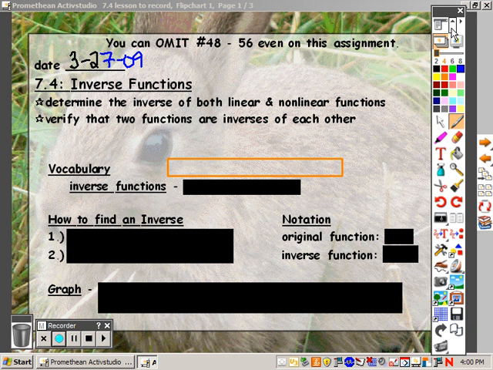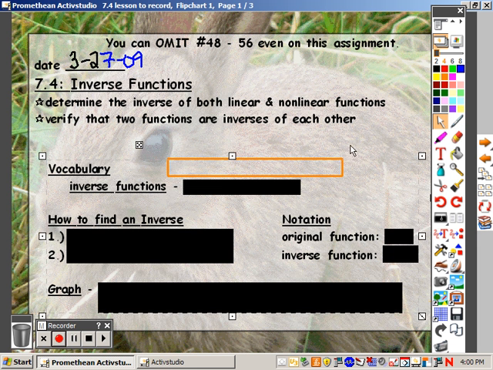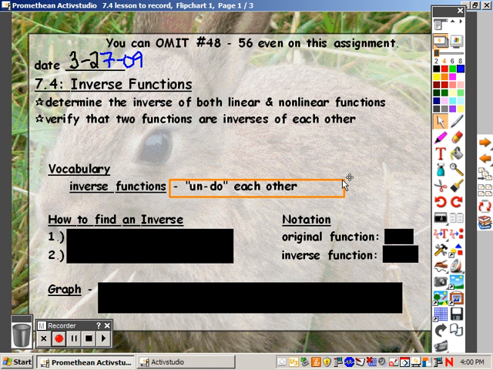Okay, so what do inverse functions do? Well, okay, inverse functions undo each other. And so that's what I was just talking about. How do you undo multiplication? With division. How do you undo subtraction? With addition. How do you undo x squared? You take the square root of both sides. And so that's what we're talking about. We're going to look at inverse functions in several different ways.